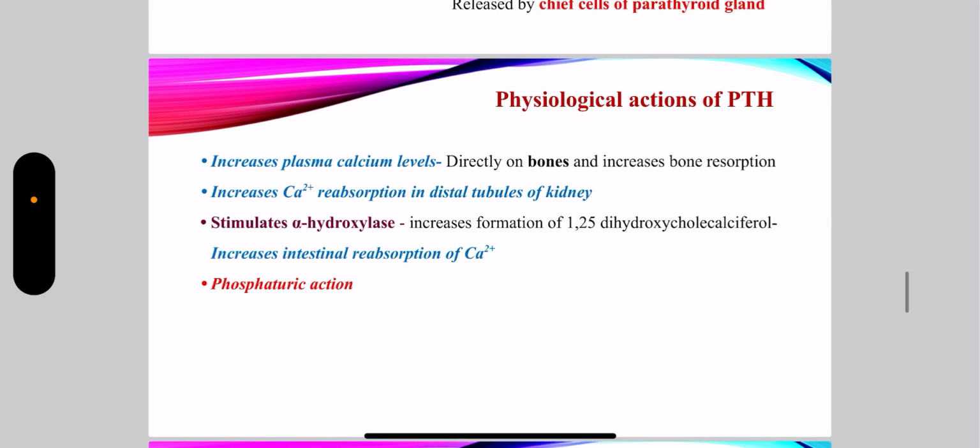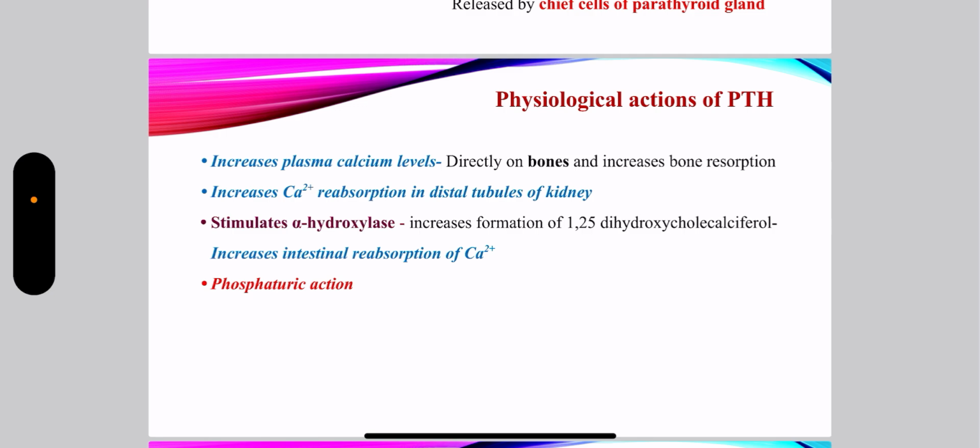Now what are the physiological actions? As we know that the stimulus for the secretion of parathormone is low calcium levels, what it must do? It must increase the level of plasma calcium. So it directly acts on the bones and increases bone resorption, thereby increasing the plasma calcium levels. Secondly, it increases the reabsorption of calcium in the distal tubules of the kidney. So it will increase the level of calcium inside the body.